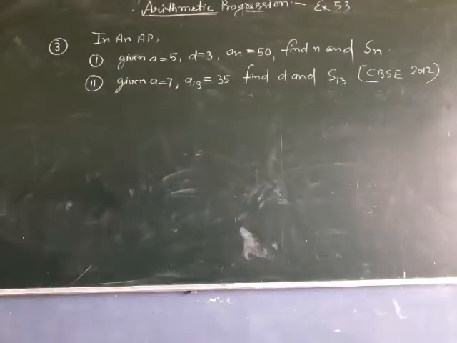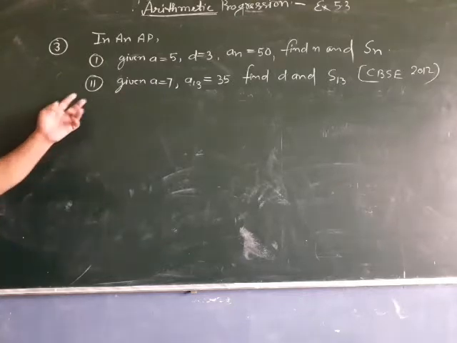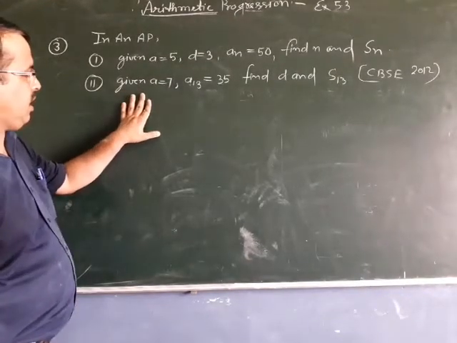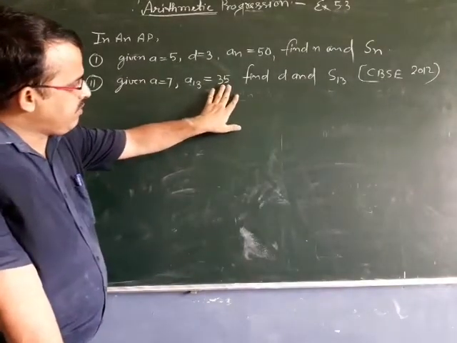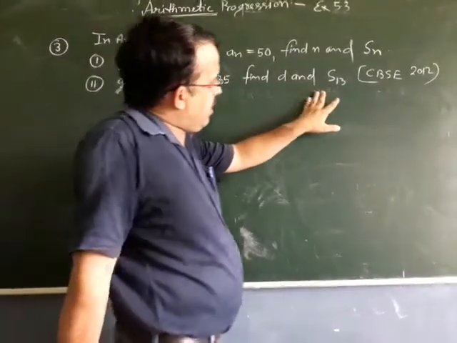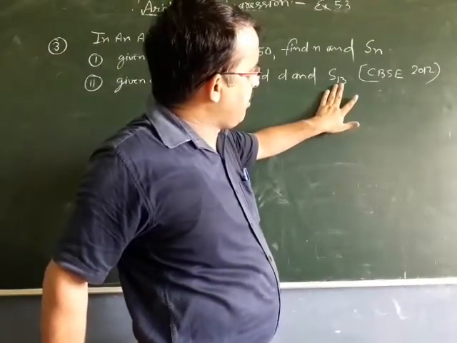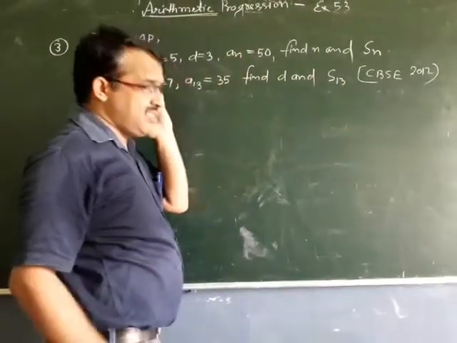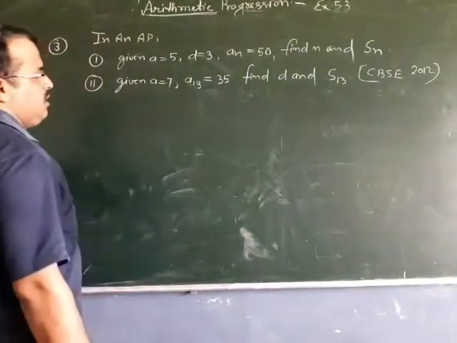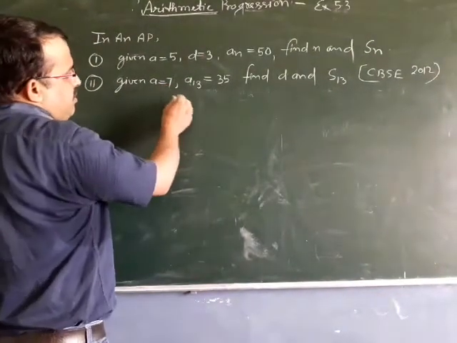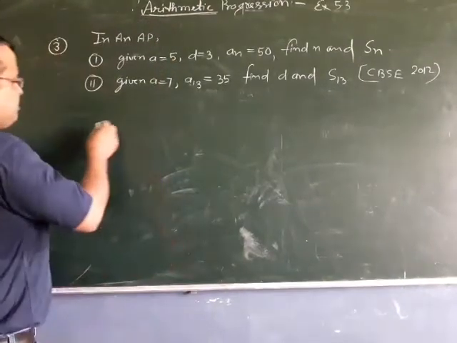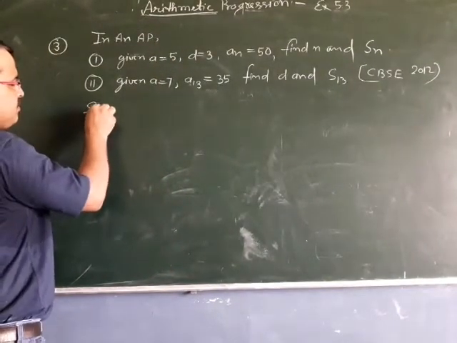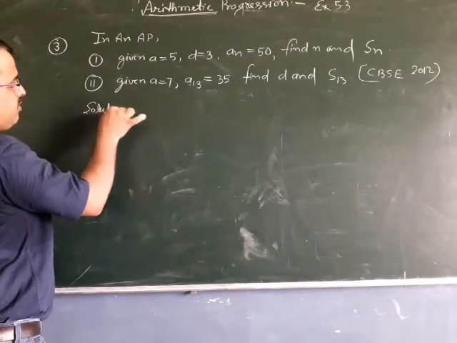Now see the second question. The second question is given: a is equal to 7, a13 is 35, find d and S30. Clear? Now see the solution of this problem. First we find the common difference d. Clear?